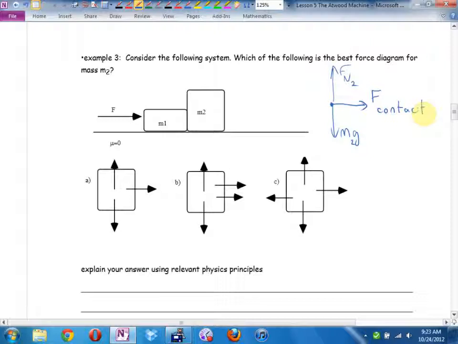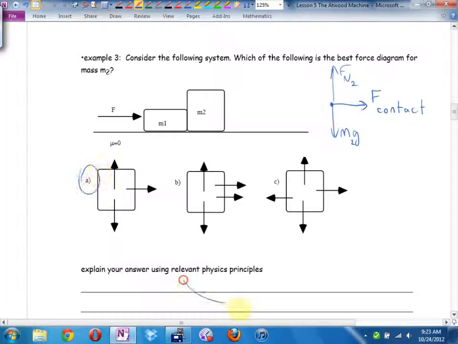Mass 1 is getting pushed by the applied force. So mass 1 is exerting a contact force on mass 2. Oh, by the way, what's mass 2 exerting on mass 1 then? Contact force in the opposite direction. Newton forces come in pairs. I'm not labeling that on my free body because that's not a force on mass 2, that's a force on mass 1, and I didn't say draw the free body diagram on mass 1. Okay. So now that we've done that, what is the correct diagram?